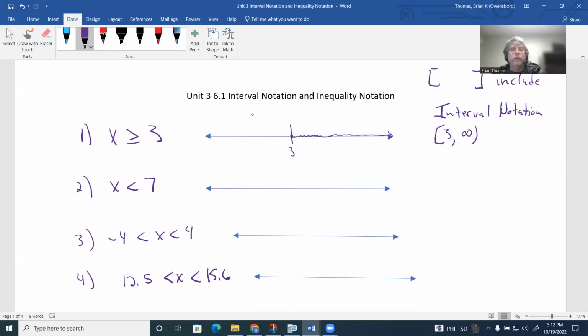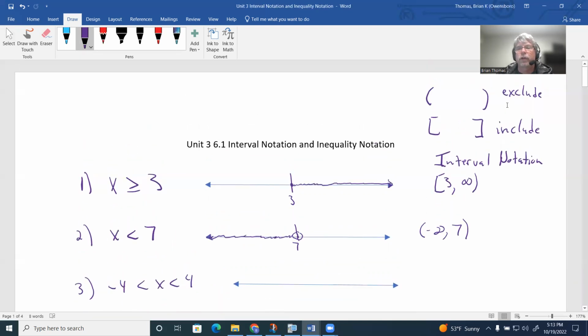So if I have x is less than 7, if I just put 7 on the number line, less than 7 means we do not include the 7, and we would shade to the left of 7. So the left bound would be negative infinity, and we would not include it. We use a parenthesis. And the 7 is not included either, so we'd use a parenthesis there as well. So again, parentheses are to exclude, and brackets are to include the endpoints.